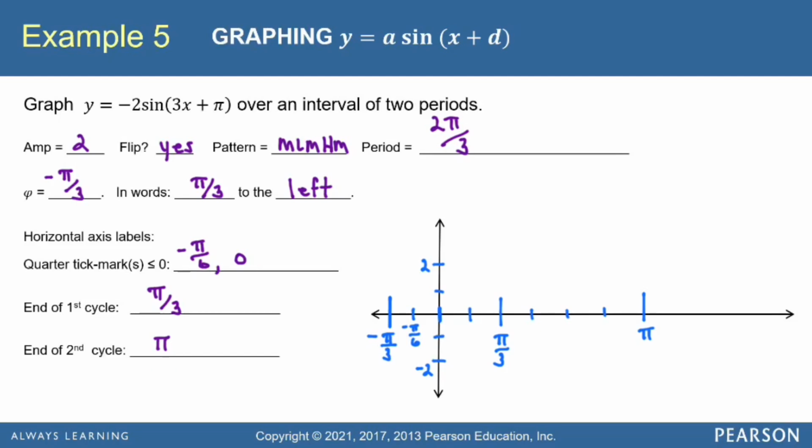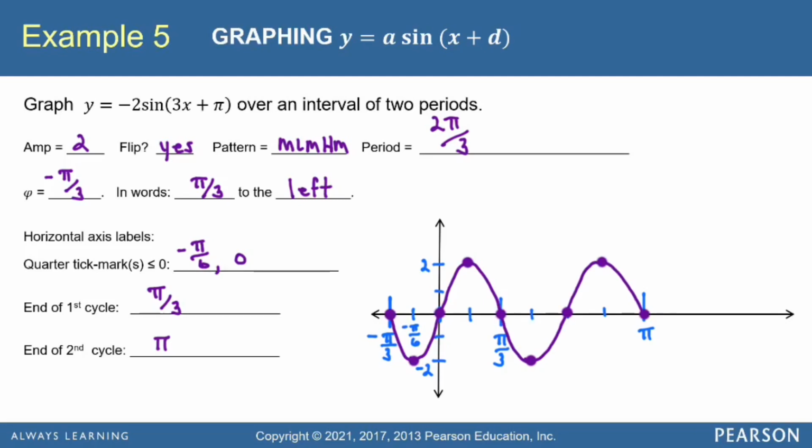Now to put in the dots, we know that the pattern is middle, low, middle, high, middle. And we know that we're starting back here at the phase shift. So we're going to have a dot here, middle, then low, middle, high, middle. And then repeat that for the second pattern. And then connect your dots with that nice sine curve shape that we're used to by now.